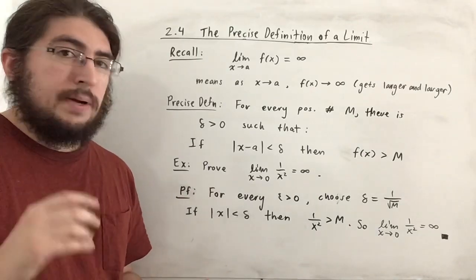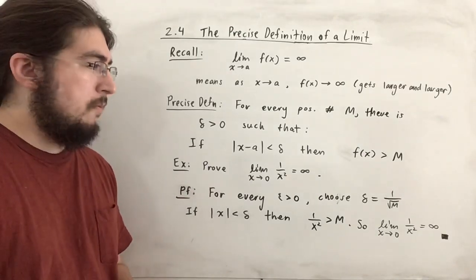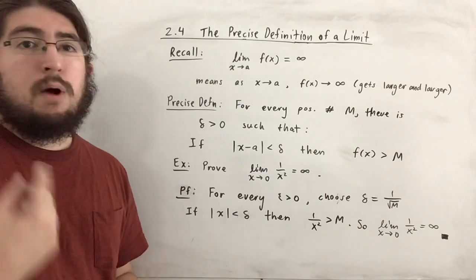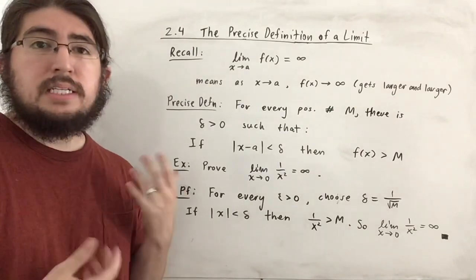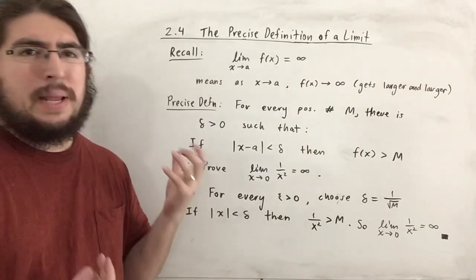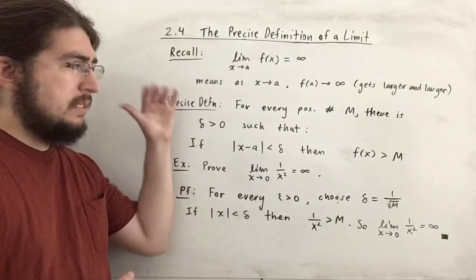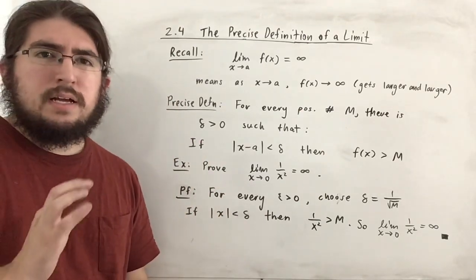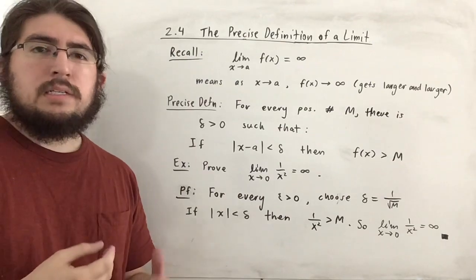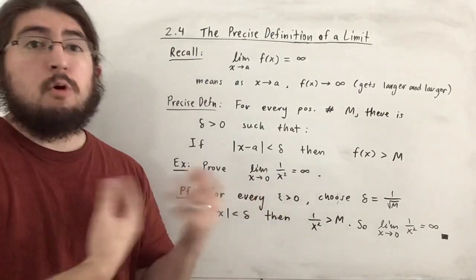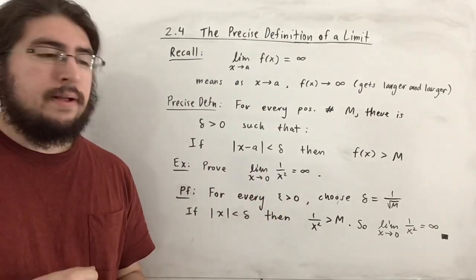Some things I didn't talk about, just to kind of throw them out there and give some honorable mentions, so to speak, are one-sided limits. So there are precise definitions for one-sided limits, but it's basically the same thing that we saw as far as the precise definition goes. The definition is just tweaked a little bit so that we're only plugging in numbers that are bigger than or less than whatever we're approaching.